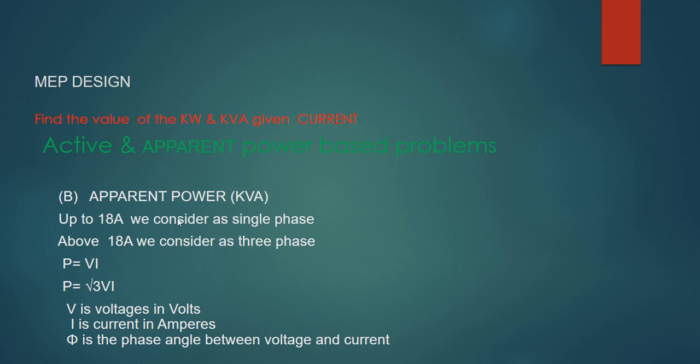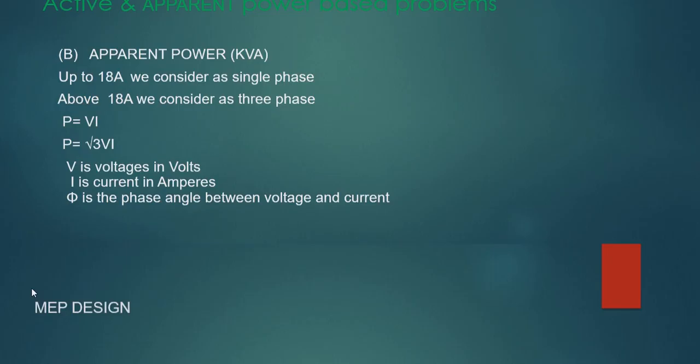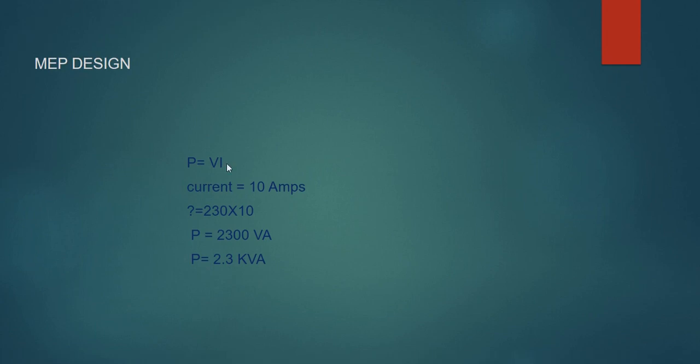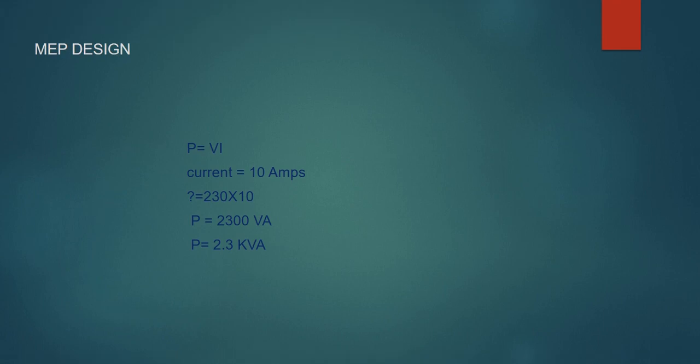For apparent power, up to 18 amperes we consider single phase. We are given 10 amperes, so we consider single phase. In single phase, P equals VI. In three phase, root 3 VI. Now we substitute all the values in P equals VI. Sorry for the disturbance. P equals VI, current I equals 10 amperes. Now substitute all this. What do we get? P equals 2.3 kVA.